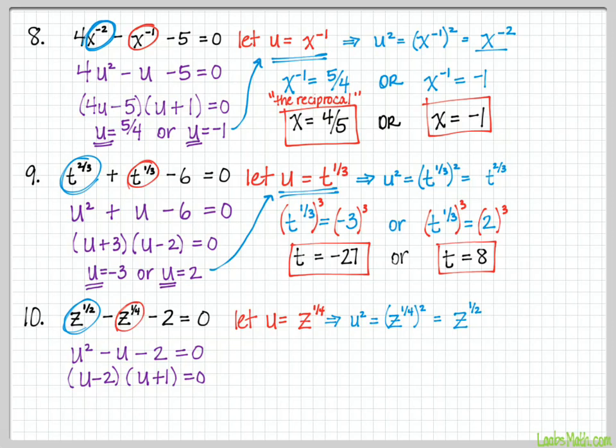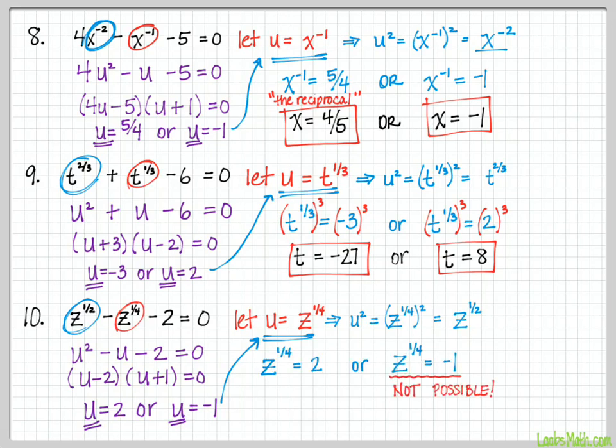For number 10, I do my u substitution. It's factorable. I solve for u, and then I resubstitute back in. This time I'm going to be using z to the 1/4. So z to the 1/4 equals 2, or z to the 1/4 equals negative 1. But the 1/4, meaning the fourth root, cannot equal a negative number, just like the square root can't equal a negative number. In fact, no even root can equal a negative number. Even if we're in the complex world, it doesn't. We're not going to get that.